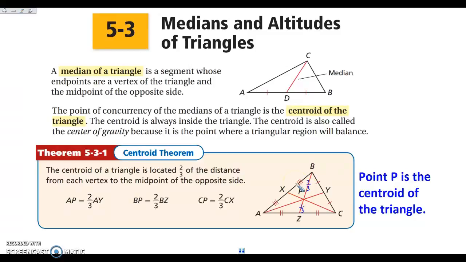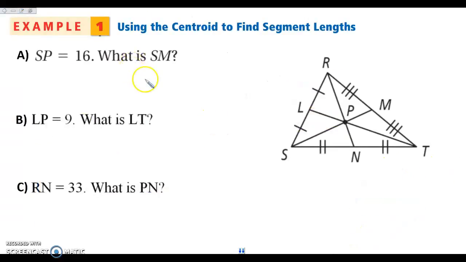Because when we look at the distance, BP being 2/3, if we take 2/3 and divide it by 2, we get 1/3. So this piece from the centroid to the midpoint is going to be half the length of the centroid to the vertex. But when we compare it to the entire median, it's 1/3 of the whole median, and this is 2/3 of the whole median. I know right now that might be a little bit confusing. We're going to do some examples with it here in just a sec. So let's take a look.